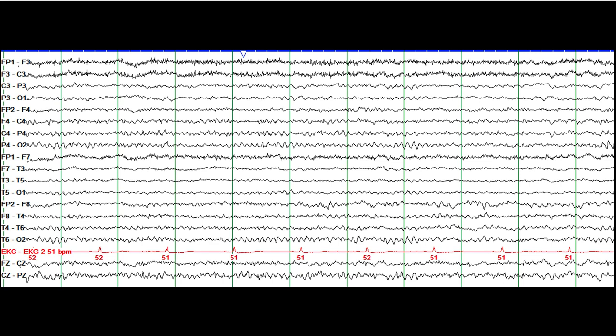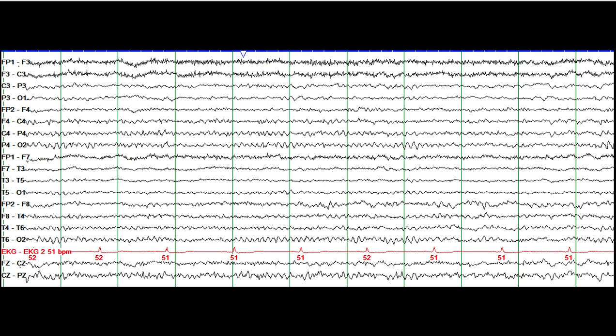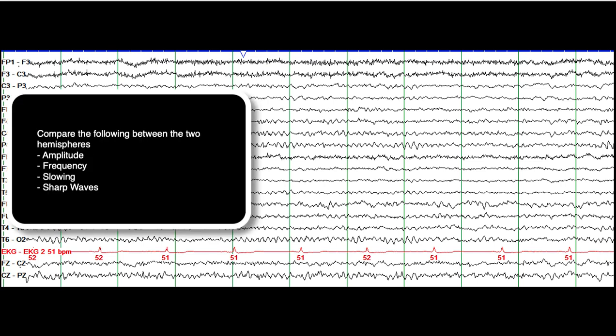So as we move along, I want you to compare the left hemisphere with the right hemisphere. Compare the channels on the left and the right and see if there is any asymmetry in terms of amplitude, in terms of frequencies, in terms of asymmetries in slowing. If you see any sharp waves, then you report those sharp waves.